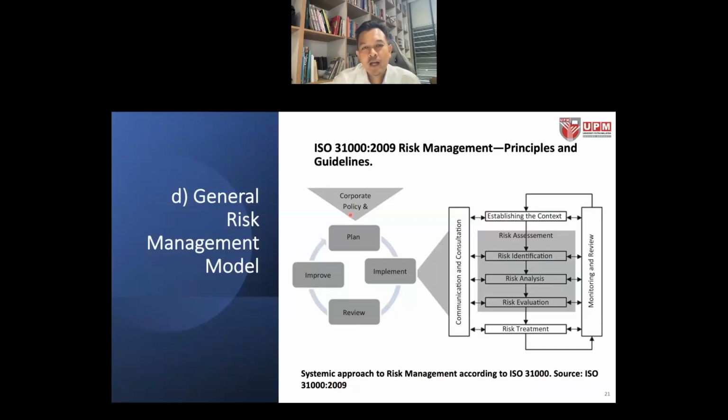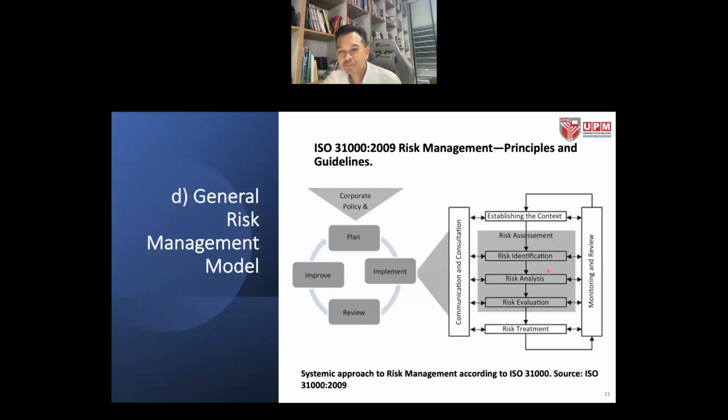Okay, the corporate policy is what is being highlighted here, where you have your vision and the mission of the company, the way forward. So this is similar to PDCA, but now it is PIRI. Okay, plan, implement, review, and improve, or plan, do, check, and act.